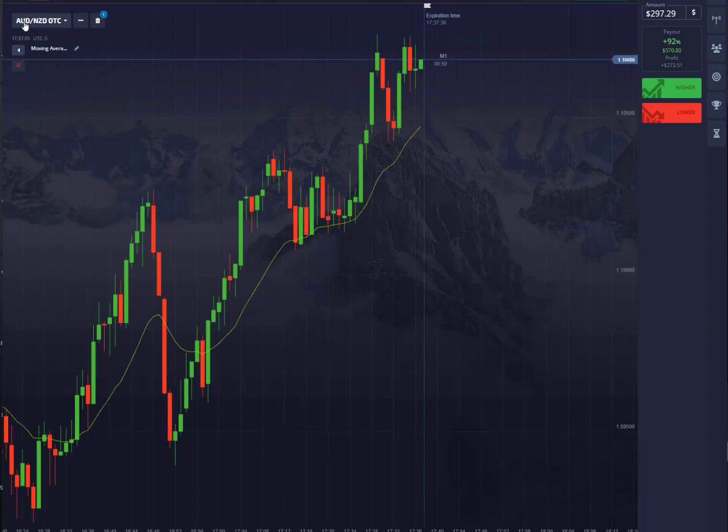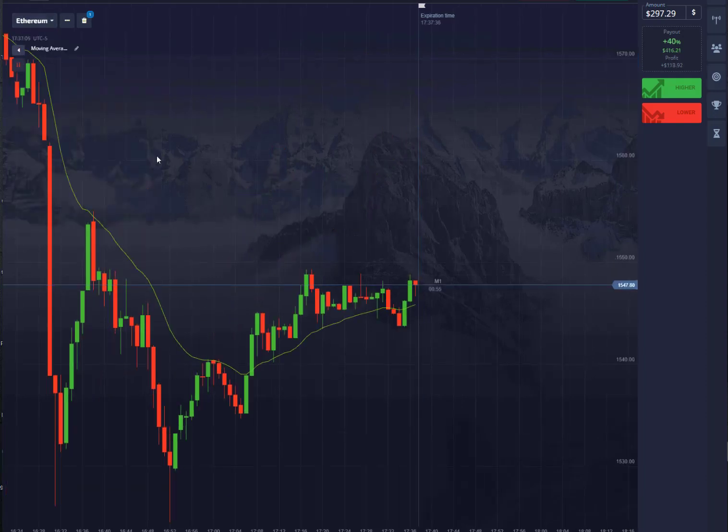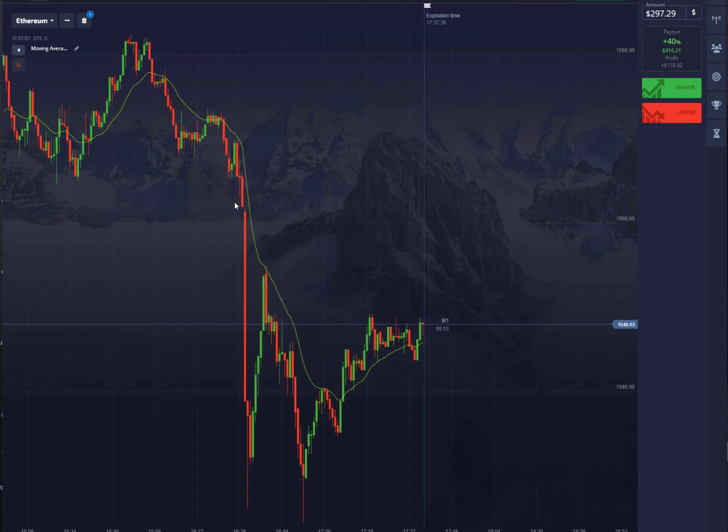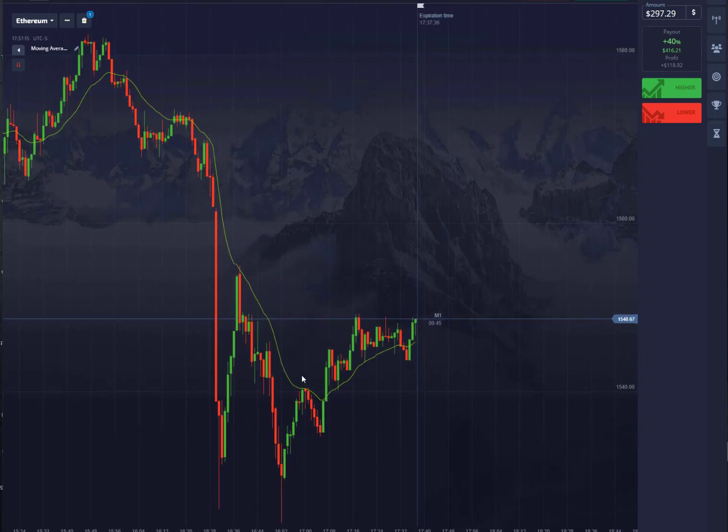I could pick anything. Let's go to crypto. Pick anything. Ethereum. All right. What's Ethereum been doing? Nothing much. Plummeting like a rock here. But really, if I just use my EMA, this is kind of the first trend break. So we'll see what happens. Probably going to try to retest and make a new low.